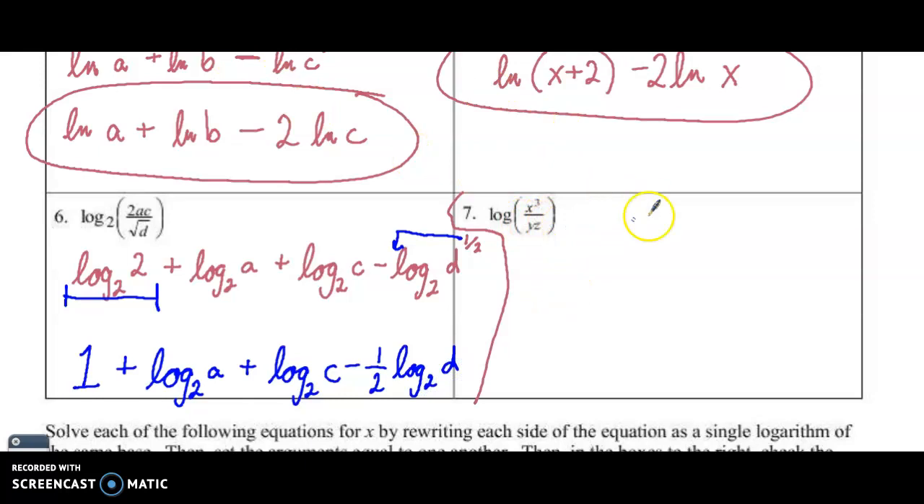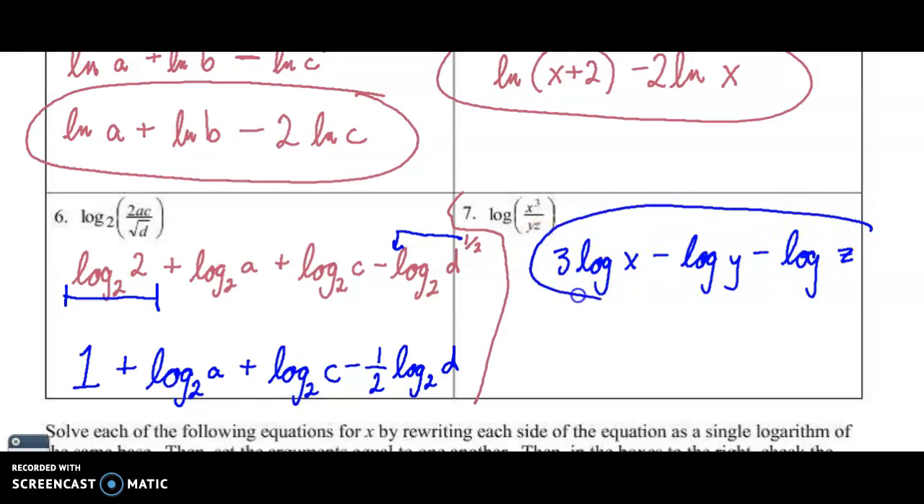And then this next one, maybe I'll just go a little bit faster. Work through it. If you're confused, please let me know. Because both the y and the z are in the denominator, they're both going to be minus. Please remember the implied base is 10, if they don't give you the base.